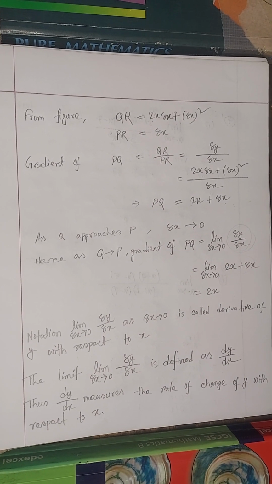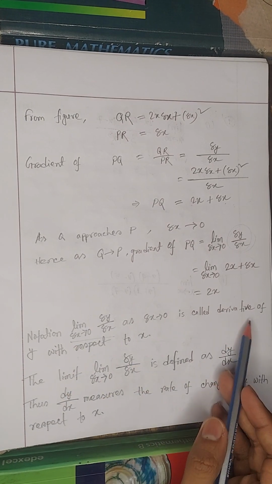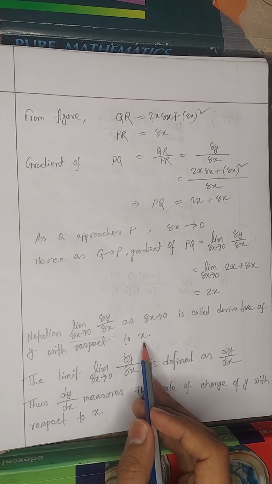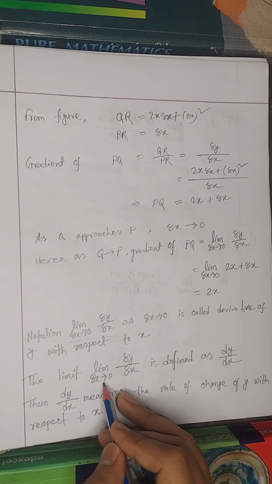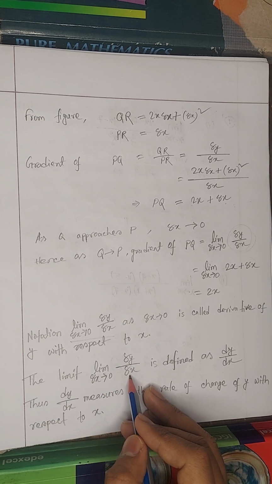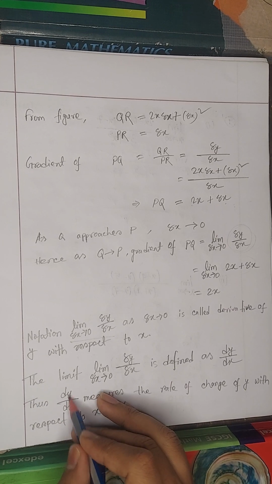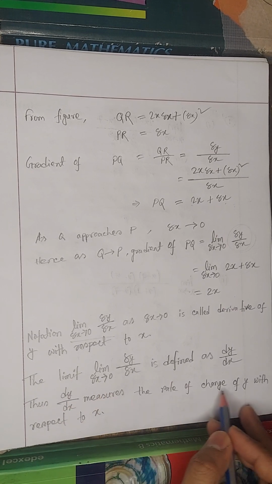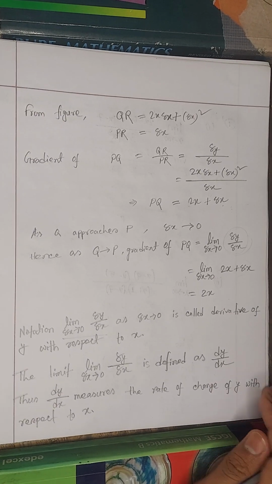Here this notation, as delta x tends to 0, is called the derivative of y with respect to x. Here the limit as delta x tends to 0 of delta y by delta x is defined as dy by dx. Thus dy by dx measures the rate of change of y with respect to x.